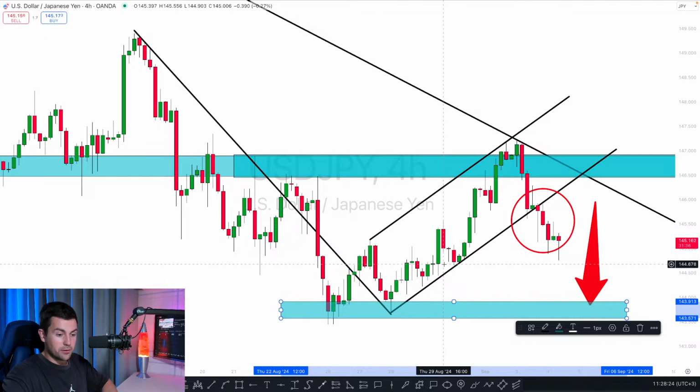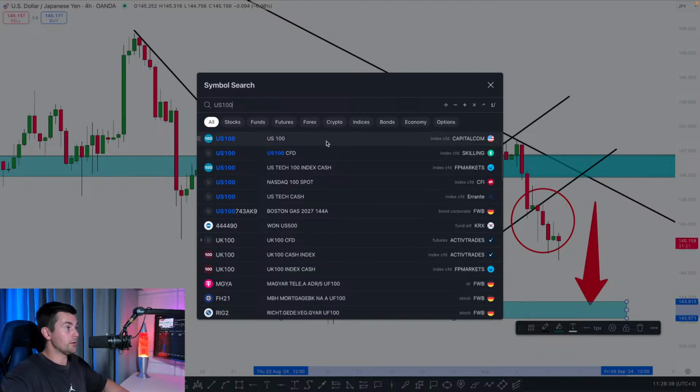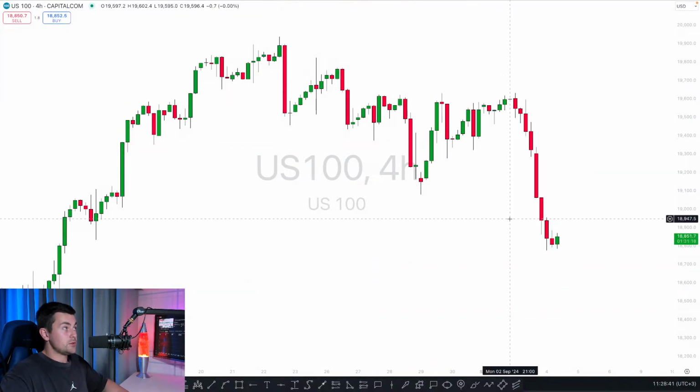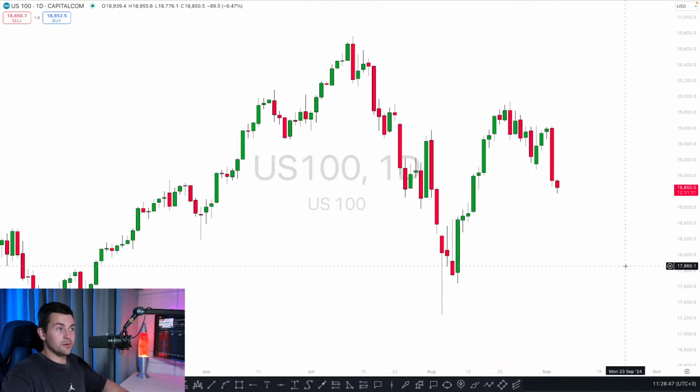Now let's check the US 100 index. And CBA, let me know if you agree with my analysis. Let me know if you are also bearish on the dollar yen pair. Let's check US 100. Question from Noah. Let's check it and discuss. So far, the US 100 index does not look good.